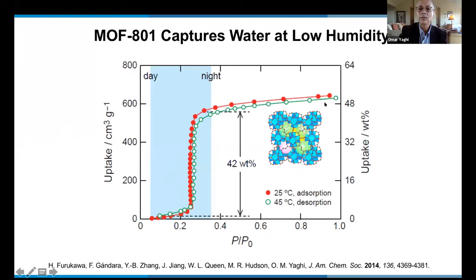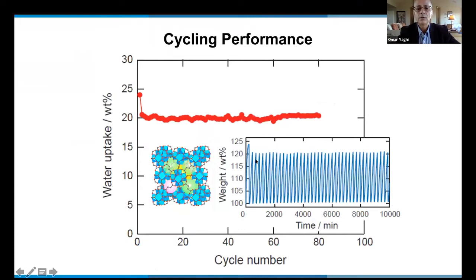So this gave us the idea that perhaps we could design or use this MOF to take up water in the desert at night, and then during the day with the heat from the sunlight, you can remove the water and harvest drinking water. So we have the material, the rest is just engineering. So we showed that in fact, the water can go into the pore and out reversibly. And in this particular experiment, we showed 80 cycles with no imprint left on the material.